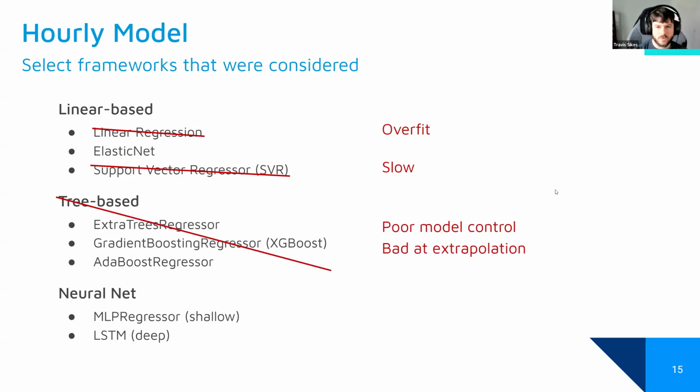Then we knocked out all of the tree-based methods. The reason why we knocked those out is because we had poor model control. Basically, the parameters that go into telling the model how it's going to work were just not sufficient for our needs to make sure that we were making a well-fit model that was not underfit or overfit. And the tree-based methods I'm referring to were also very bad at extrapolation based upon temperature and solar irradiance.